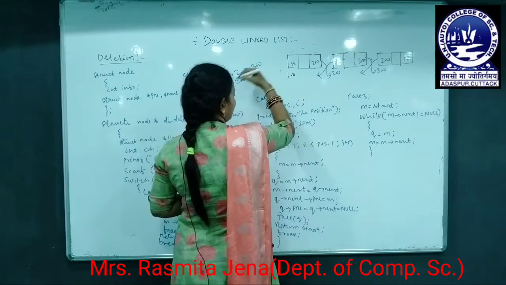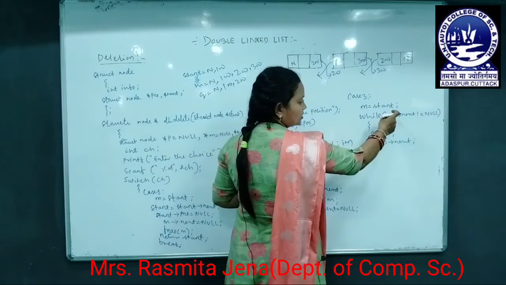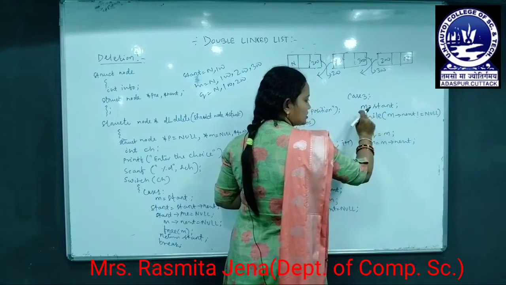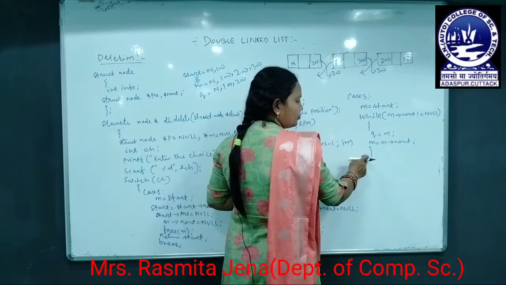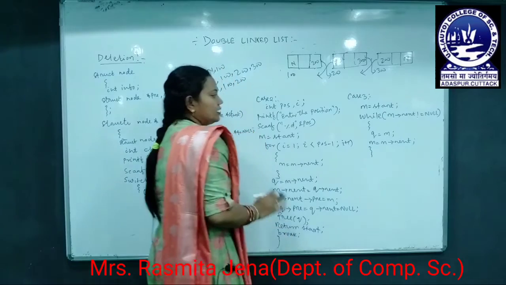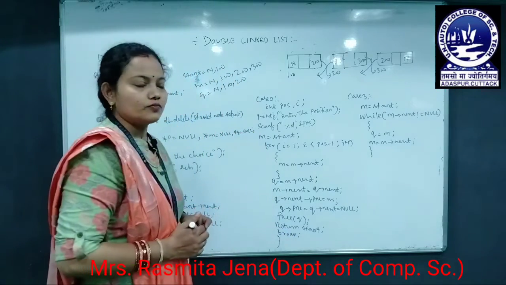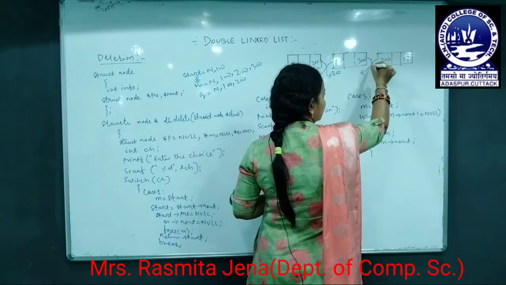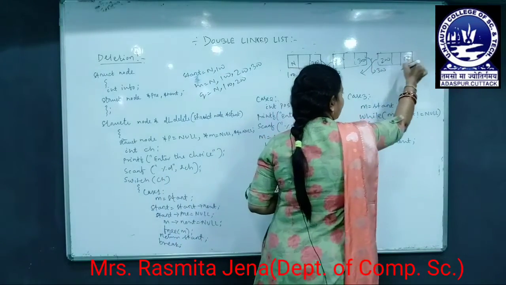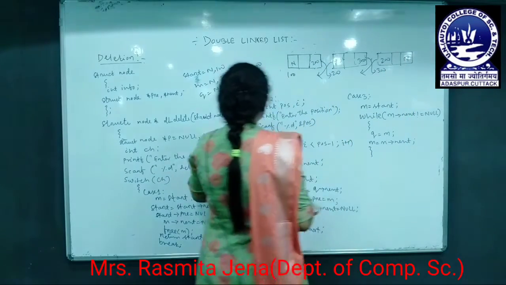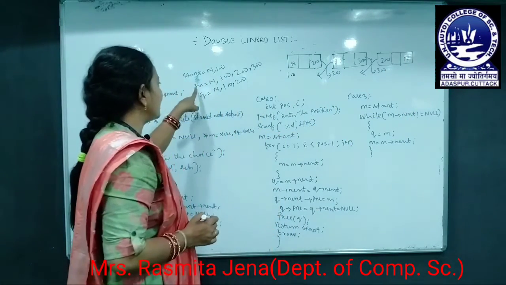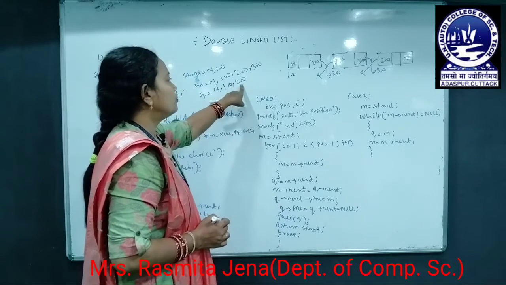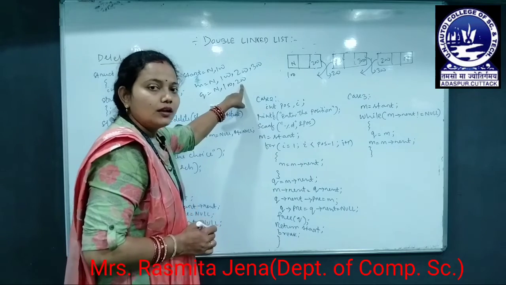So now m is 300. Then again we check the condition. m next, that means 300 next is not equals to null. The condition is false and we exit out of the loop. Now we will remove the last node from the double linked list. That means we will remove this link as well as this link, and after that we will free this memory space. When we exit from the loop, you can see m contains 300 and q contains 200, which is the previous node address of the last node.